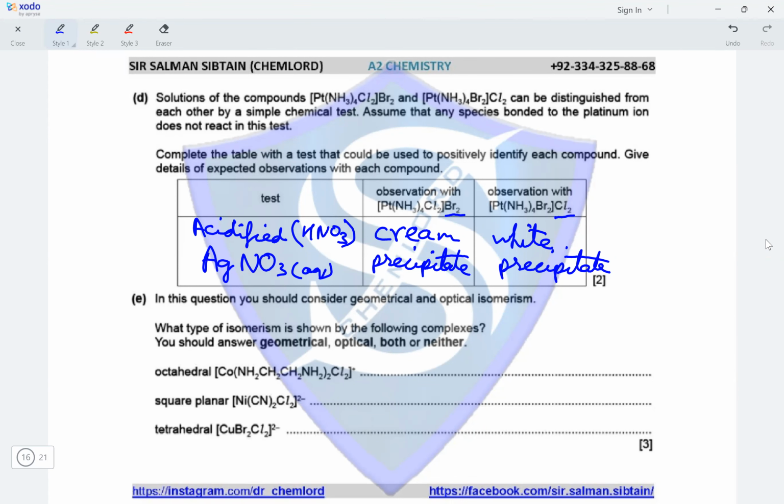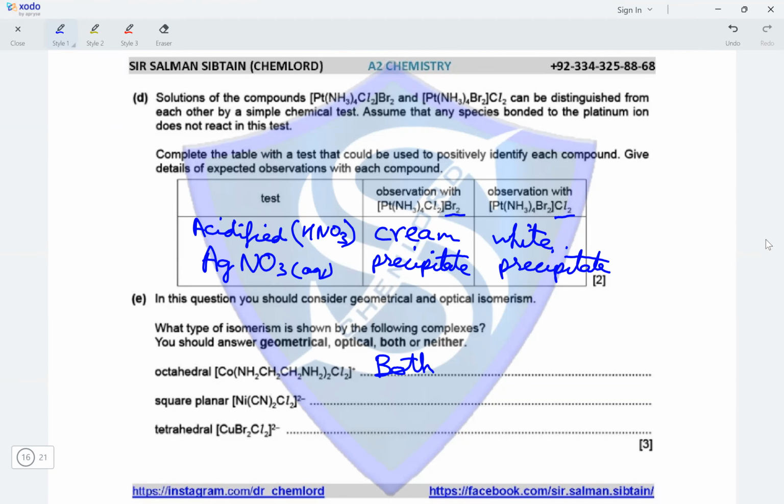So, an octahedral complex with two bidentate ligands and two monodentate ligands. There are two monodentate ligands. They can be placed either adjacent to each other or diagonally opposite, forming cis and trans isomers, and the cis isomer can have a non-superimposable mirror image, which would be its optical isomer. So in the case of the octahedral complex, we can have both types of isomerism occurring.